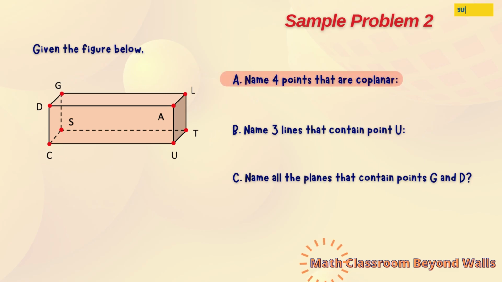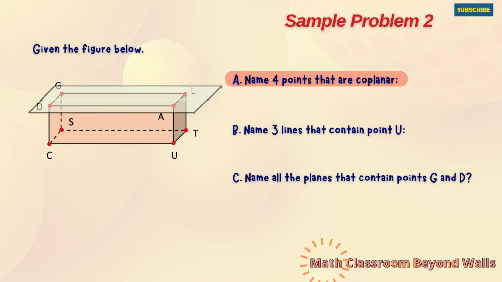Let's start with question A. Here, we're to name 4 coplanar points. Remember that points are coplanar if they are all on the same plane. We have several planes here. We will choose the plane at the top and get the points from that plane. Let's go. So these are the points. Points G, L, A, and D.